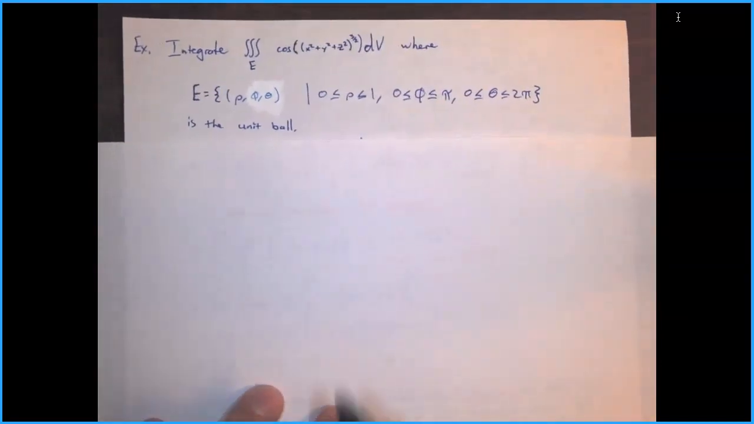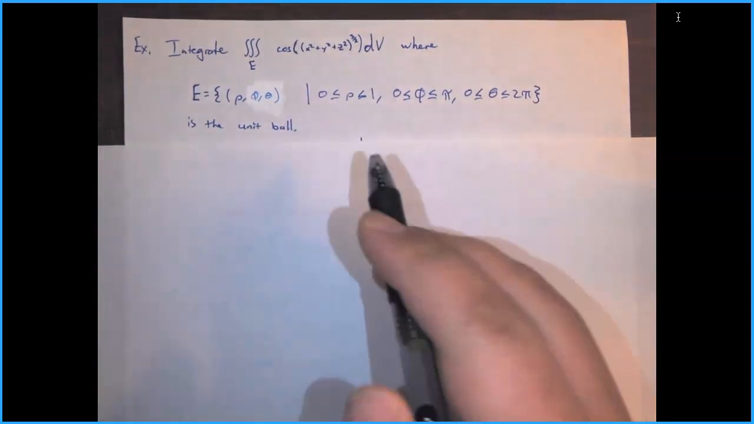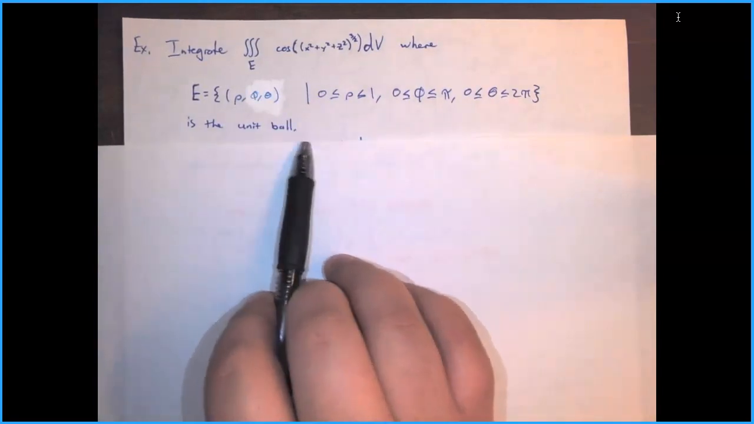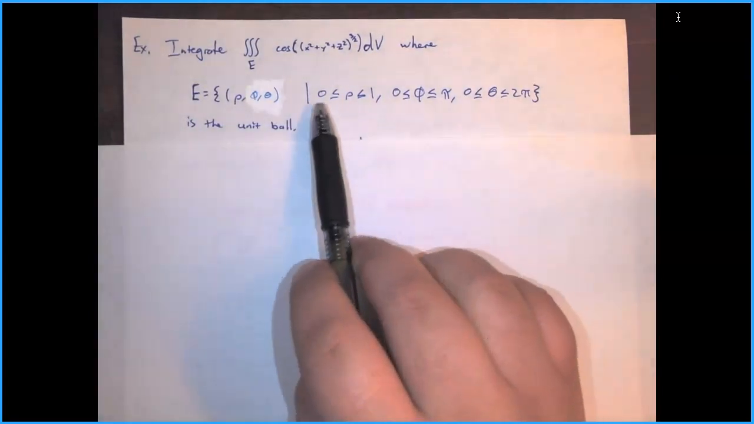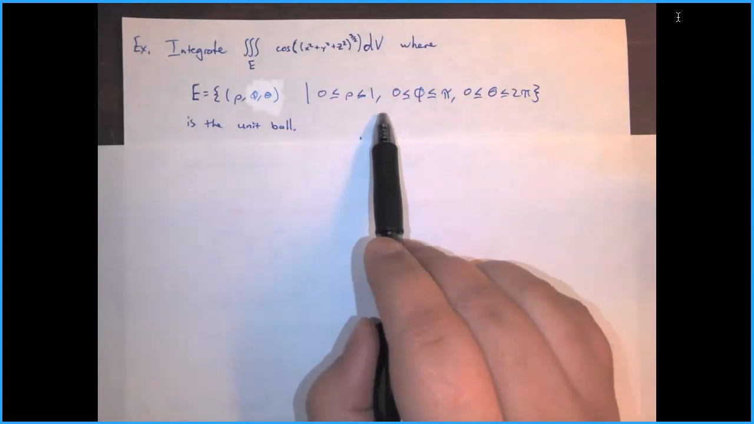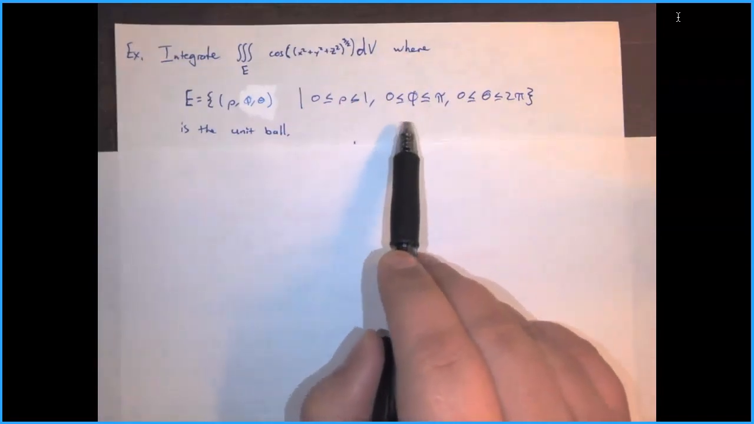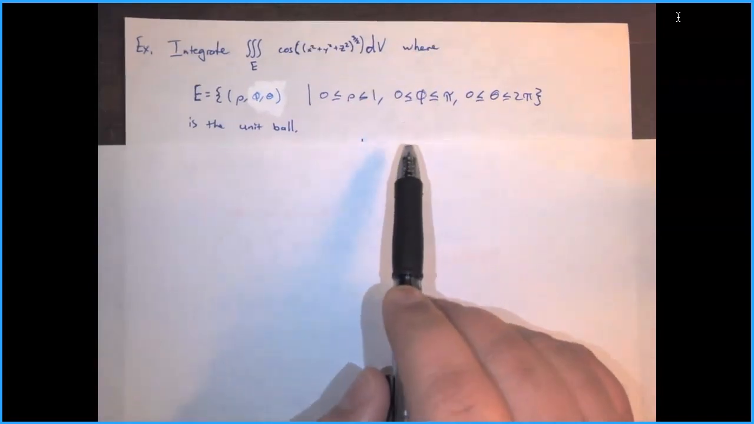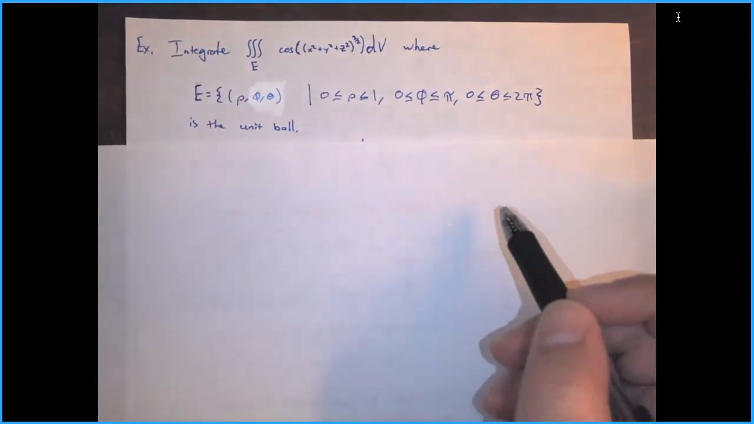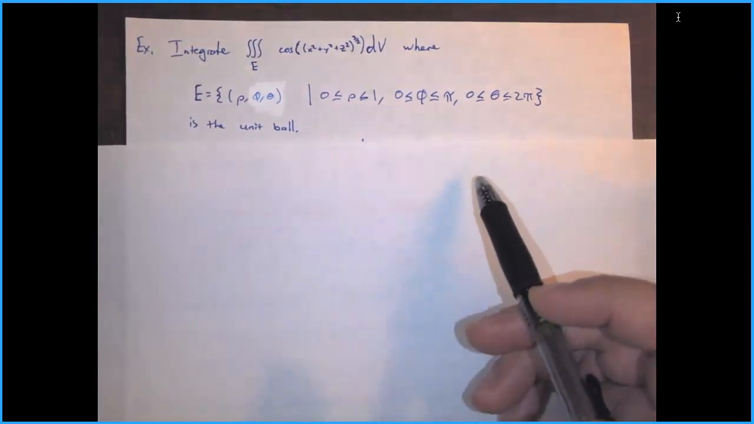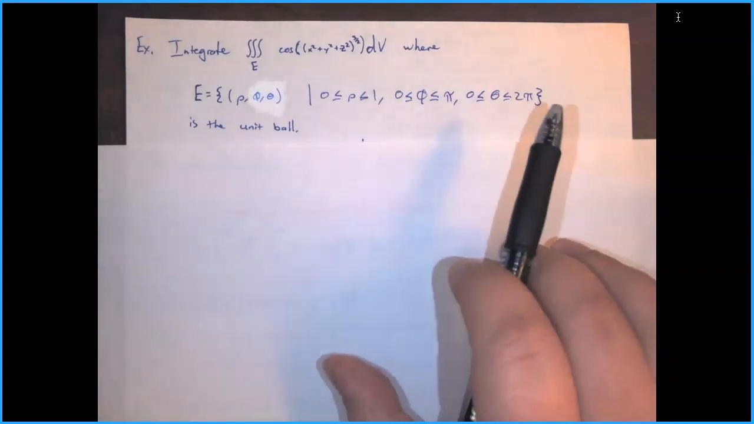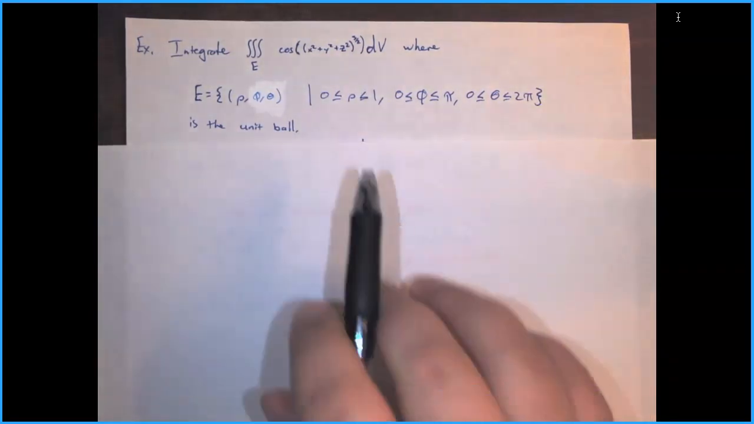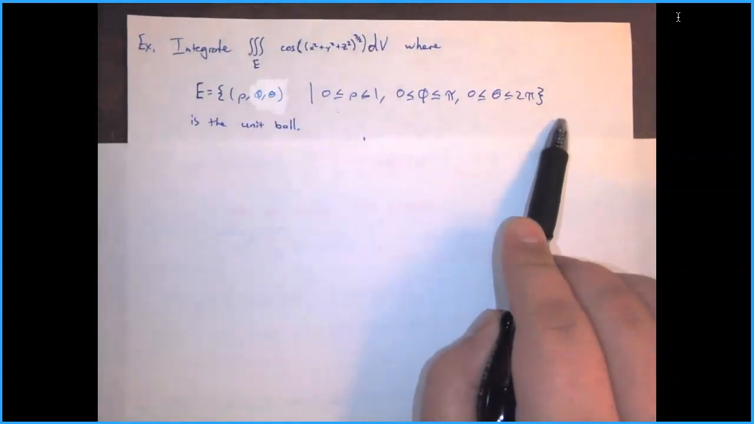So the first example says integrate cosine of (x squared plus y squared plus z squared) to the 3/2 over the solid, the unit ball. So the unit ball is just the solid where rho goes from 0 to 1, phi goes from 0 to pi, and theta goes from 0 to 2 pi. So it's just the solid centered at the origin bounded by a sphere of radius 1. It's the interior of that. That's the unit ball. So our bounds of integration are given to us.